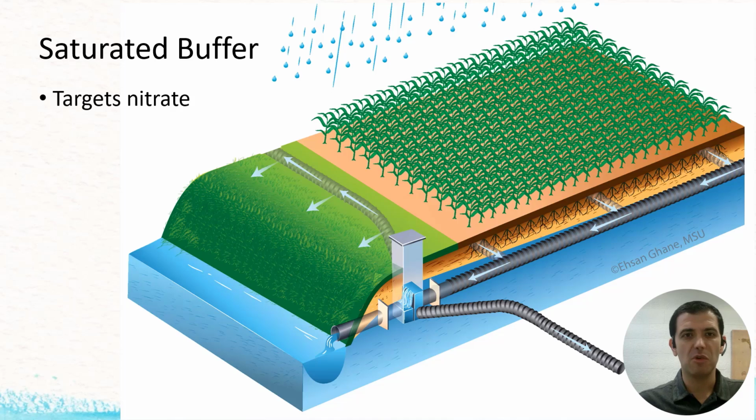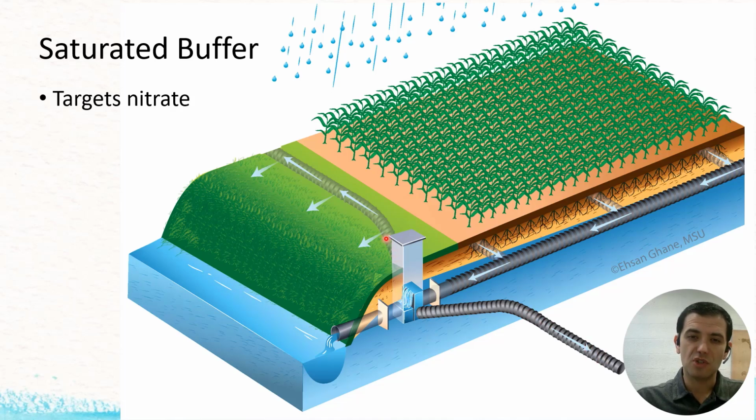This is the diagram of a saturated buffer. As I mentioned, a saturated buffer targets nitrate loss in drainage discharge. So as water enters the lateral drainage pipes, it enters the main pipe and water reaches the edge of the field. When water reaches the edge of the field, there's a controlled structure there. Water in the controlled structure rises up because there's stop logs in the structure, and with those stop logs, we can divert water into these perforated distribution pipes.